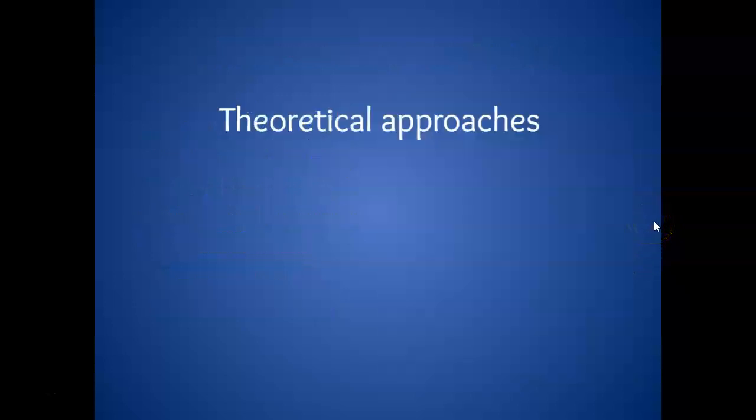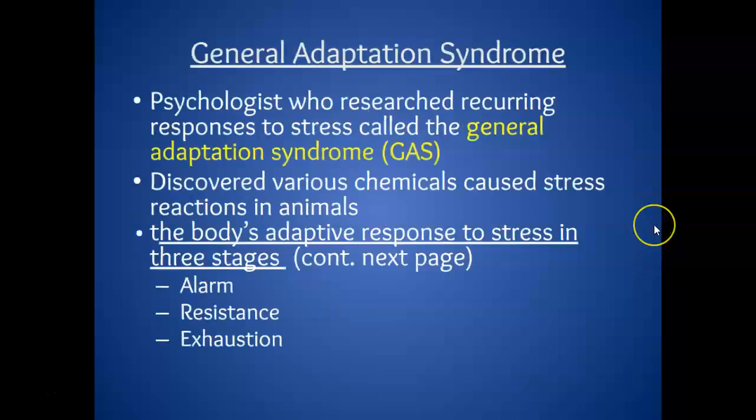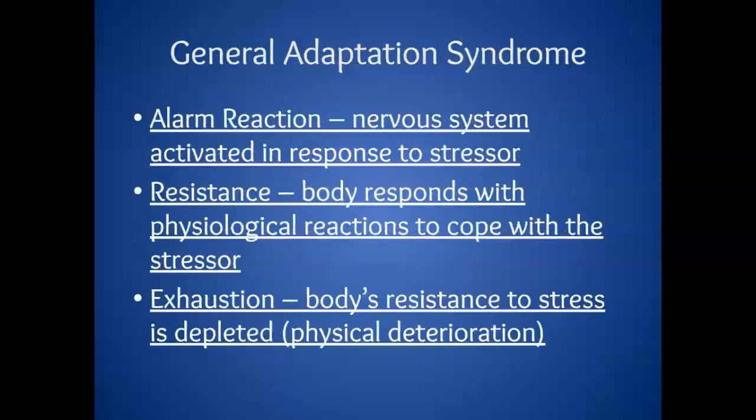There are a couple of different theoretical approaches to stress. The first is called the general adaptation syndrome. Psychologists who research recurring responses to stress called it the general adaptation syndrome. They discovered various chemicals cause stress reaction in animals. The body's adaptive response to stress occurs in three stages: alarm, resistance, and exhaustion.